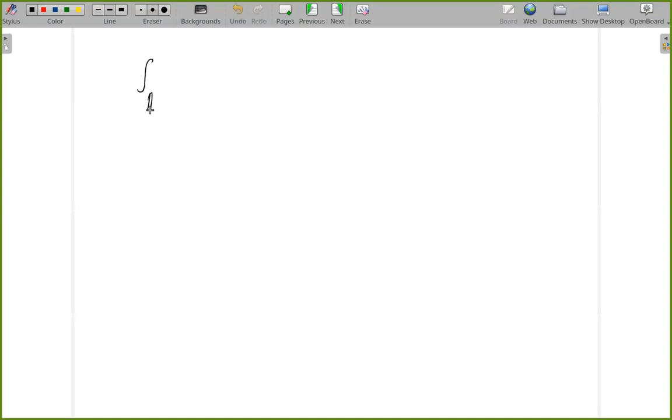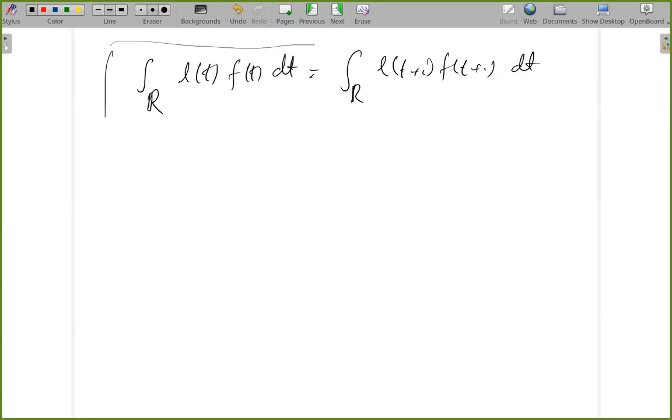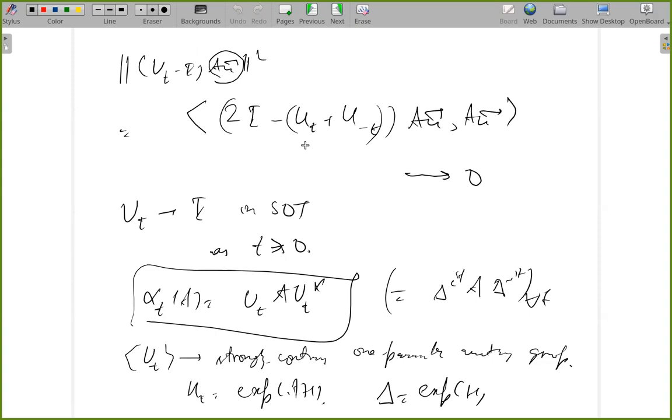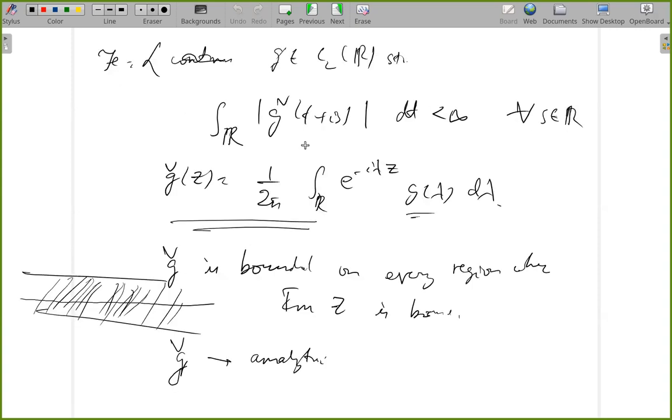So integral, I'll define L in a moment. Integral over L over R of this function, where L belongs to this. So F, remember, consists of all those CC functions satisfying a certain condition, that its inverse Fourier transform is actually L1.